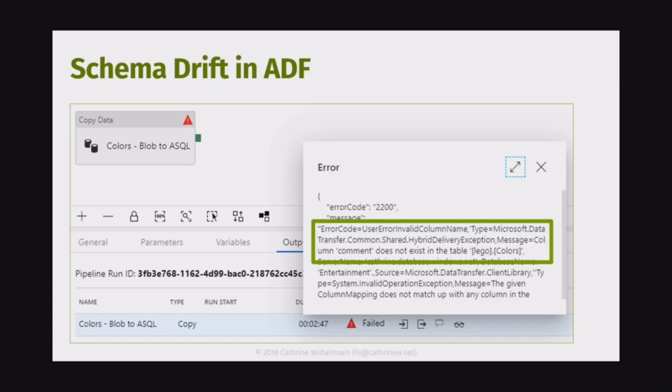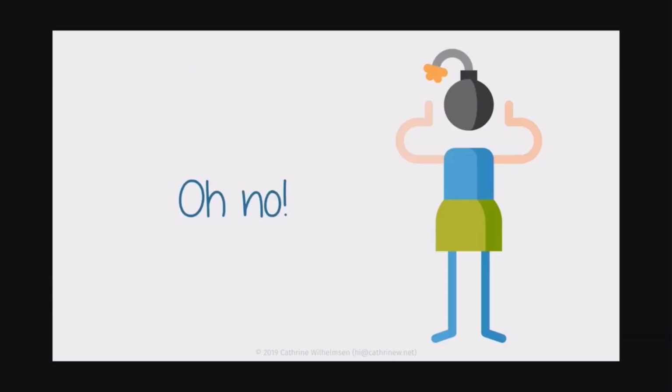So I will show you two different ways, one with the mapping data flows and one without. You do need to know that if you want to handle schema drift inside of Azure Data Factory, it's kind of an upfront decision. You need to say that, yes, I want to be able to handle things.